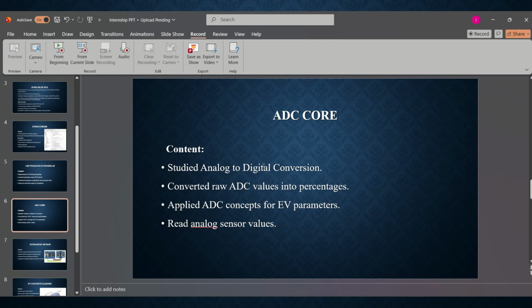the microcontroller can process. During the internship, I learned ADC working principle, analog to digital conversion, reading sensor values, converting ADC values into percentage. These concepts are very useful in electric vehicles because battery, voltage, temperature, current, and accelerator position are all measured using ADC. Without ADC, the microcontroller cannot understand real-world analog signals.